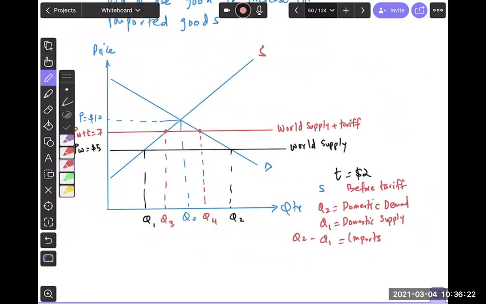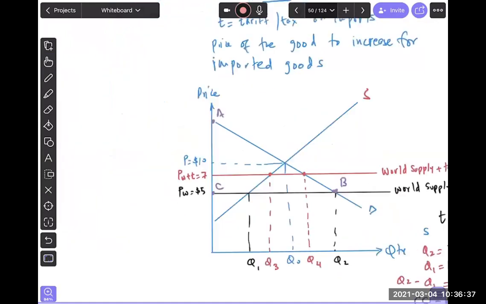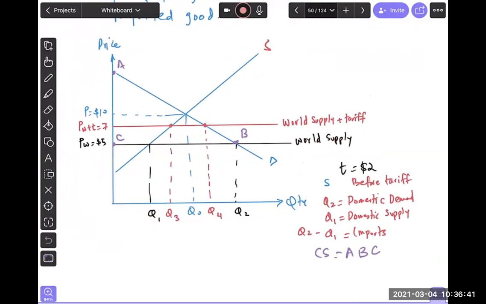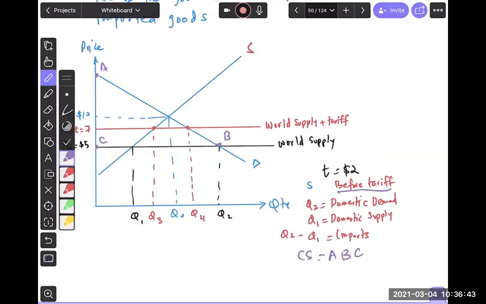And if I ask you, what's your consumer surplus? You'll say A, let's call this B, C. Consumer surplus is going to be A, B, C. It's an important thing to understand. Before tariff, things were very good because consumers were happy getting the good for $5, and therefore consumer surplus was going up significantly from this situation to this situation.